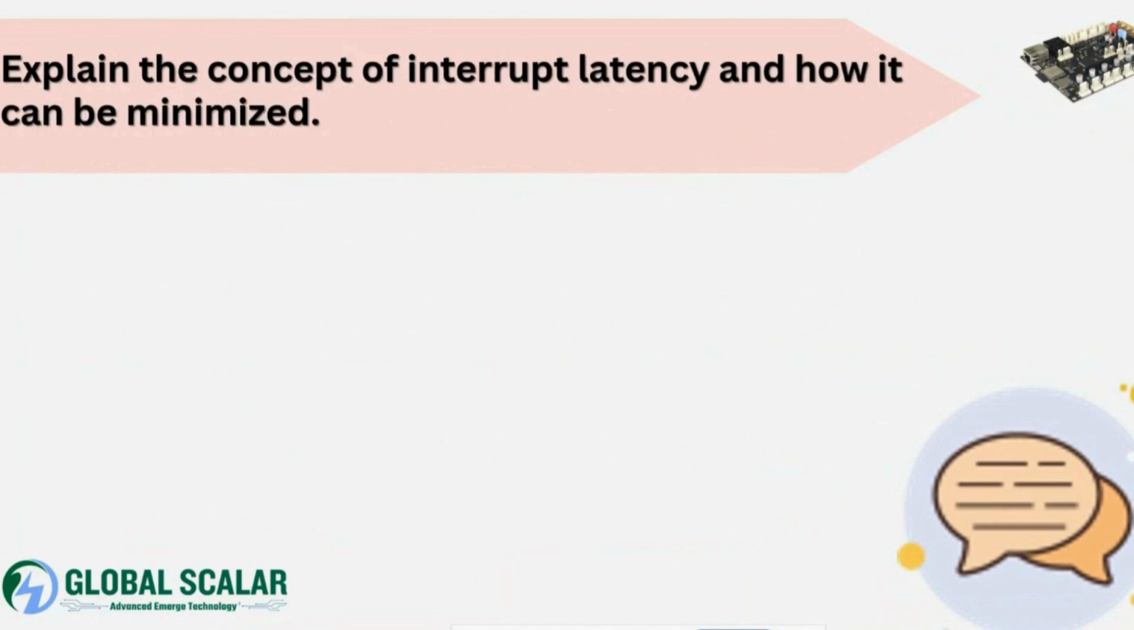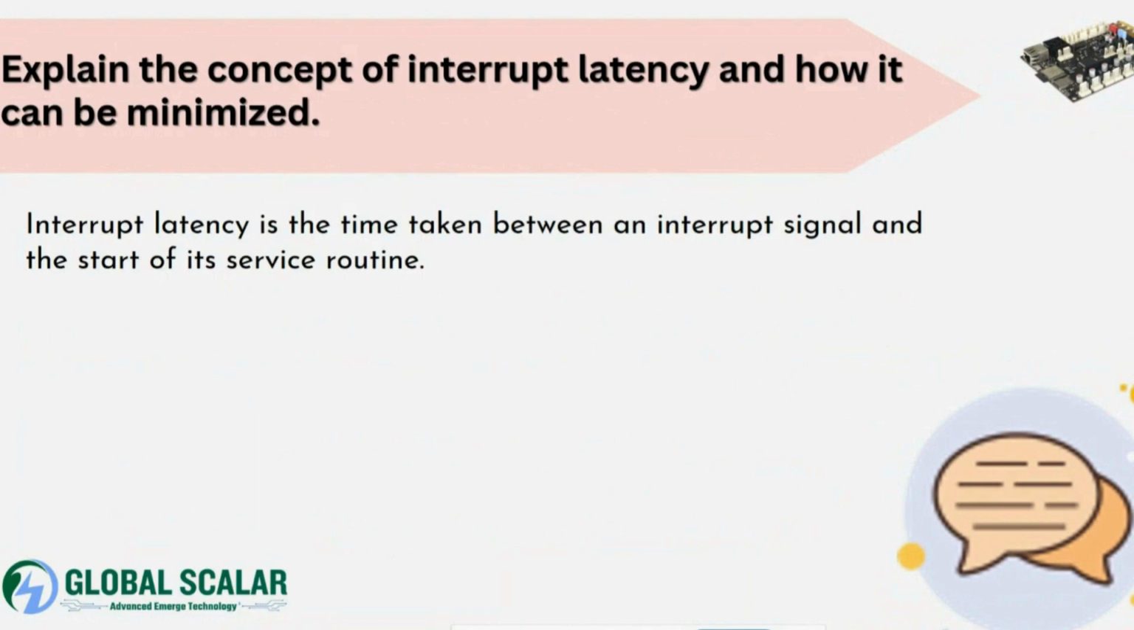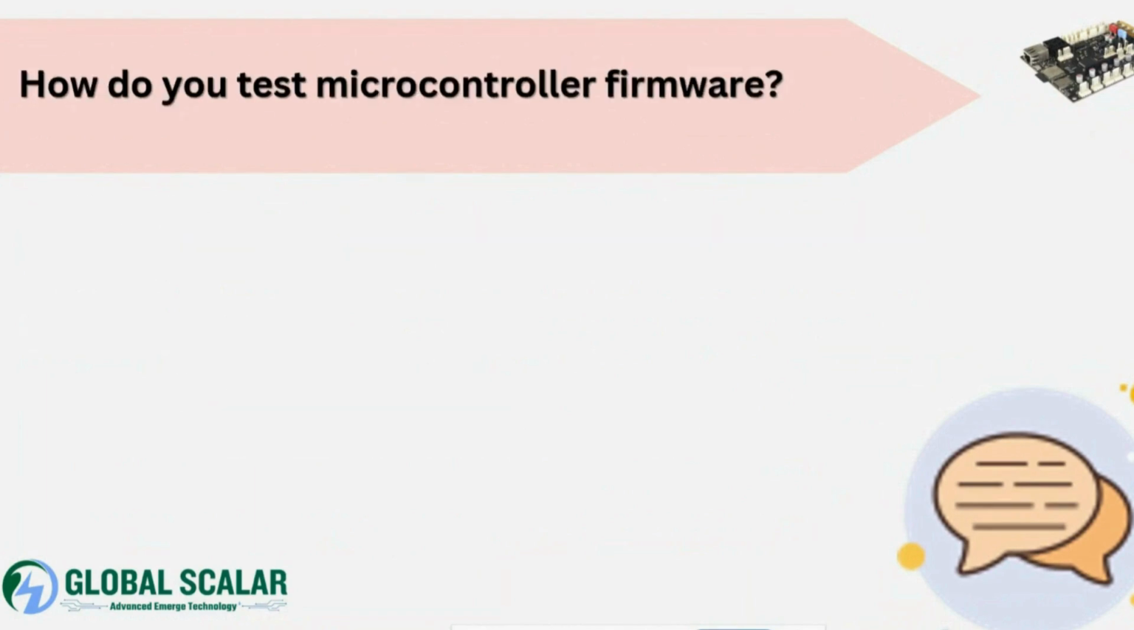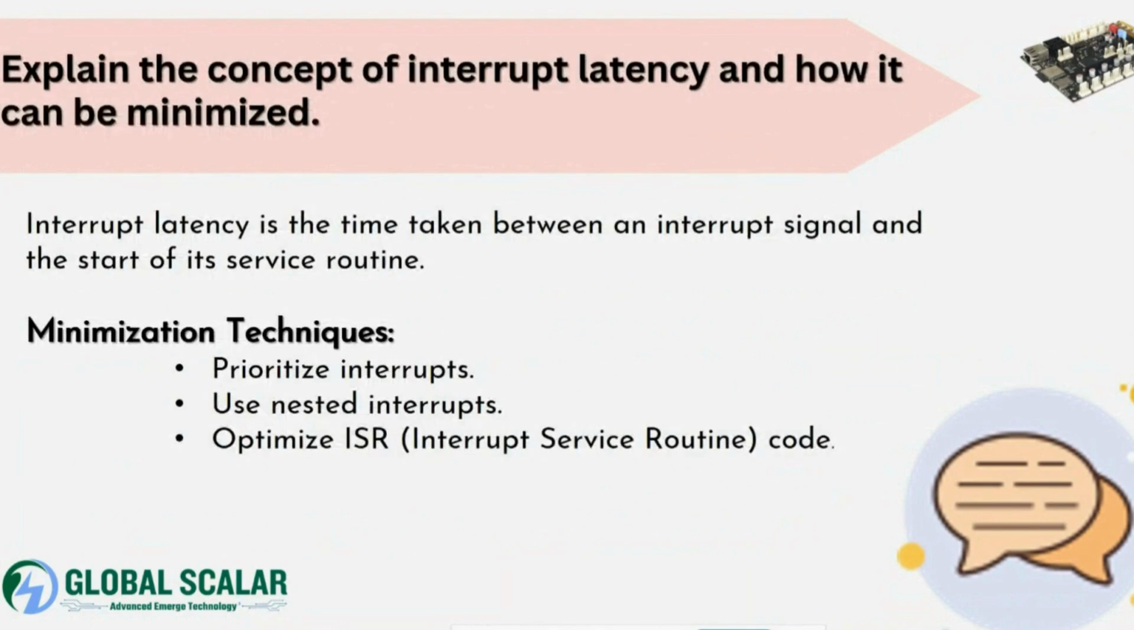Explain the concept of interrupt latency and how it can be minimized. Interrupt latency is the time taken between the interrupt signal and the start of its service routine. How do we minimize it? By prioritizing interrupts, using nested interrupts, and optimizing the ISR, interrupt service routine, code.